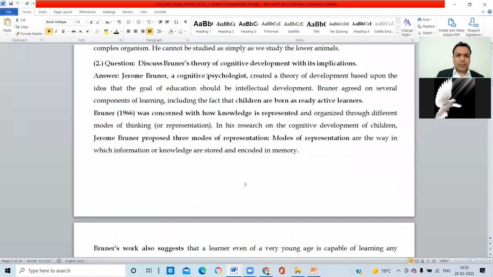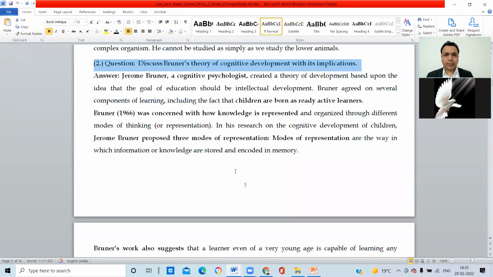Next the question is, what is the Bruner theory of cognitive development? Right, guys, we have already discussed in our classes also, theories of cognitive development. Two theories are in our syllabus. One is Piaget theory of cognitive development, right? And second is Bruner theory of cognitive development. This is the last year question. We have to discuss about Bruner's theory of cognitive development.